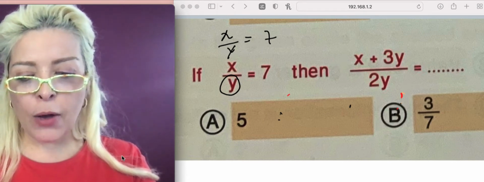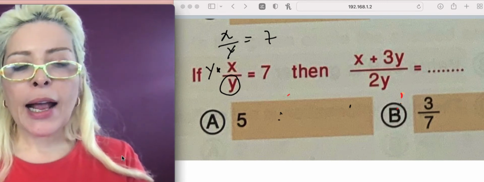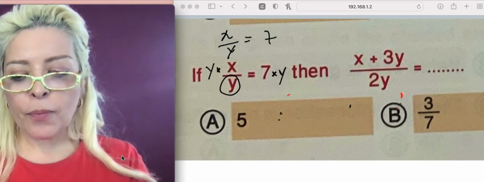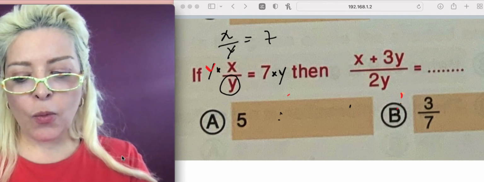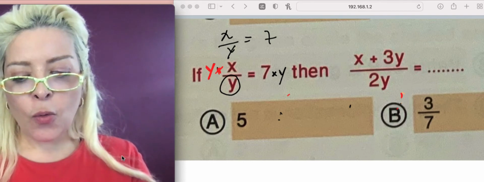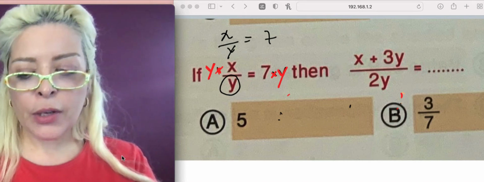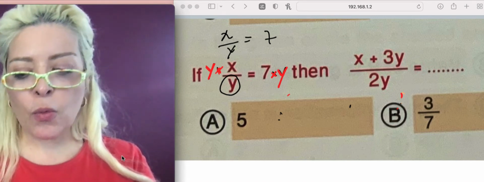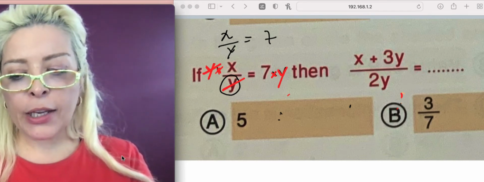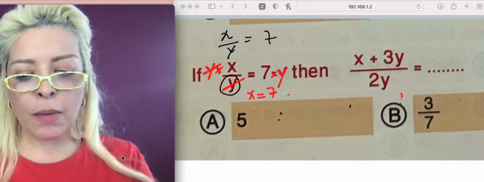So we're going to multiply y on this side of the equation, and we're also going to multiply y on the other side of the equation, so we can get x alone. So y multiplied by x over y, we can cross this out. And we finally got x alone. X is equal to 7 multiplied by y.